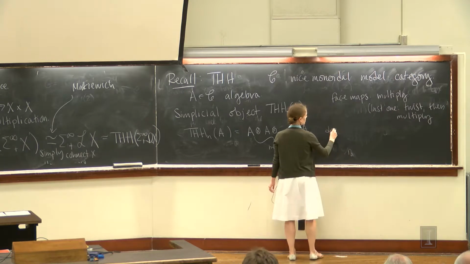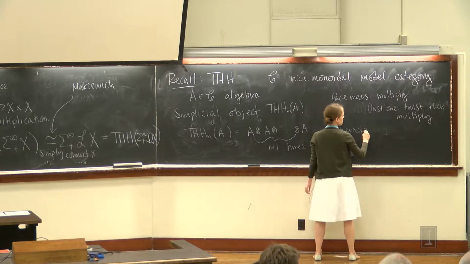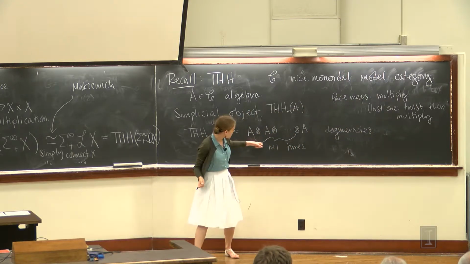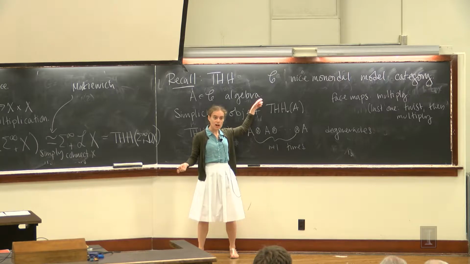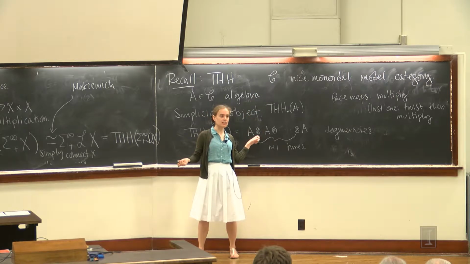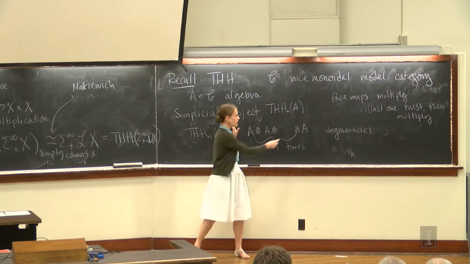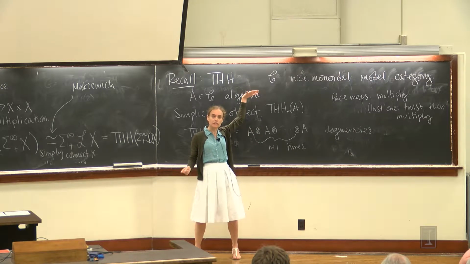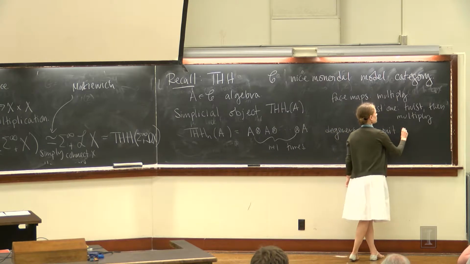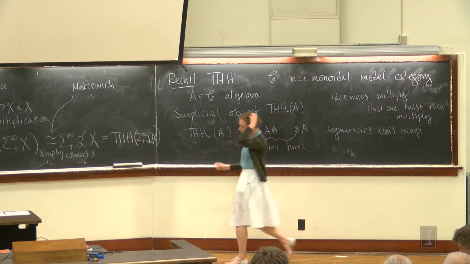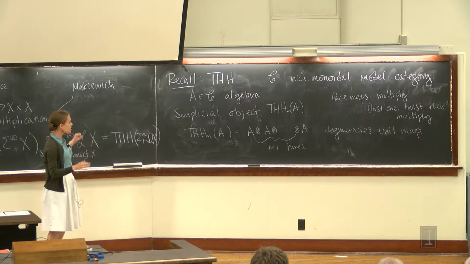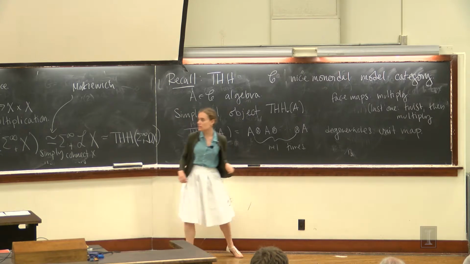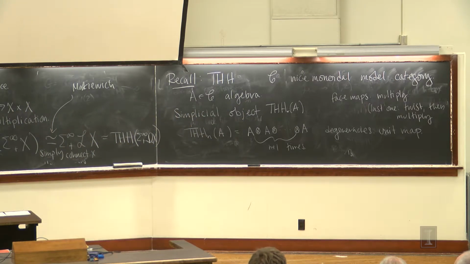And the degeneracy maps are going to be given by the following. If I want to get from n plus 1 copies of A to n plus 2 copies of A, I can stick a unit in any of these possible spots between the tensors. I have a unit map that goes from my unit object to A, and I can use those unit maps to get myself up one level. So these are going to be the unit map. Now this gives me a simplicial object, THH dot, and then I can take its geometric realization, and I'll call that THH of A with no dots.